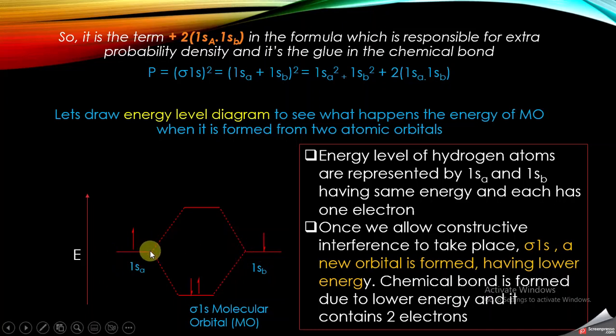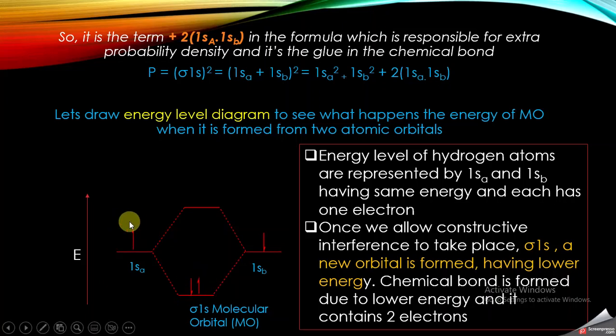When they interfere constructively, a new molecular orbital is formed, which we named the sigma 1s molecular orbital. And you see that it is lower in energy as compared to the atomic orbitals. You see here it is lower in energy. Now what we do next is, once the molecular orbital is formed, we are going to fill this molecular orbital.